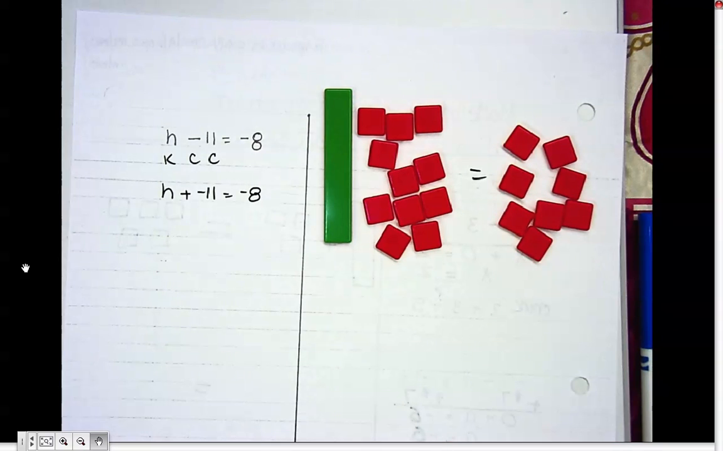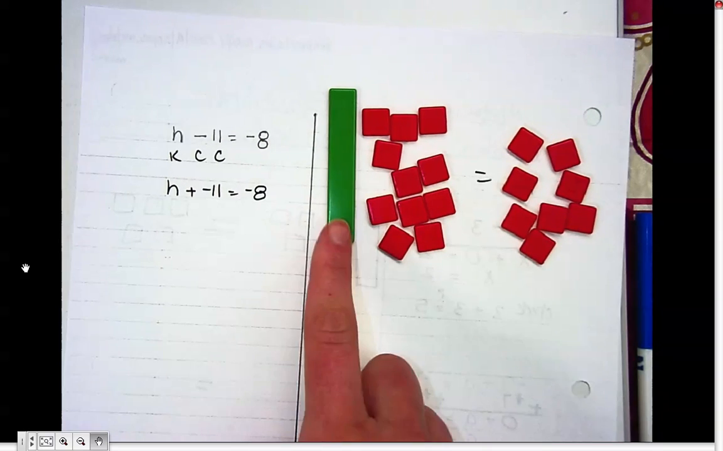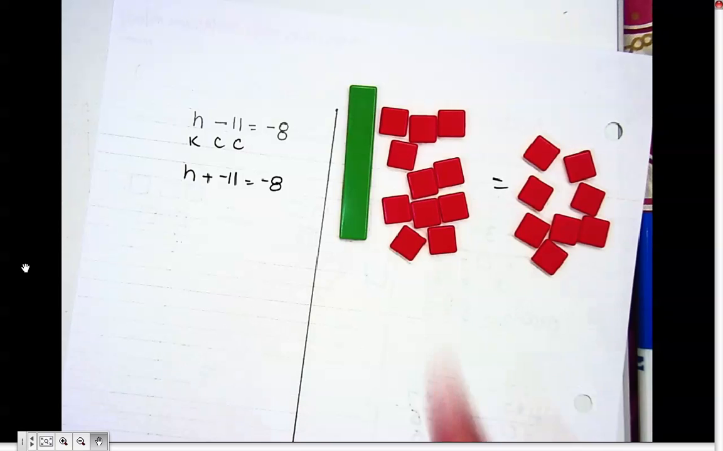So, I'm trying to get this variable by itself. However, unlike some of the other problems, these aren't balanced the same way. Yes, the pieces are all the same color, but I have more pieces on this side than I have on this side, which is different than some of our other problems. So how do I get to 0? Because I'm trying to get this piece by itself. I have negative 11. How do I get to 0?